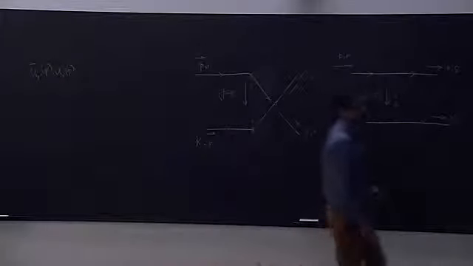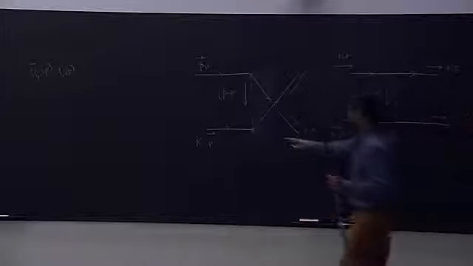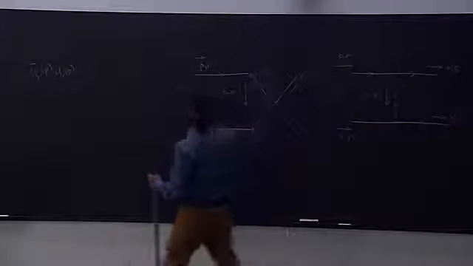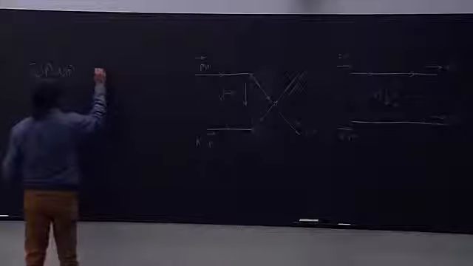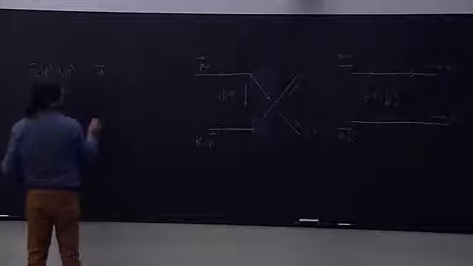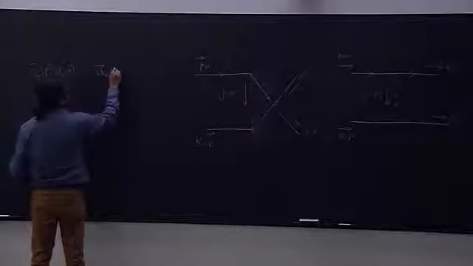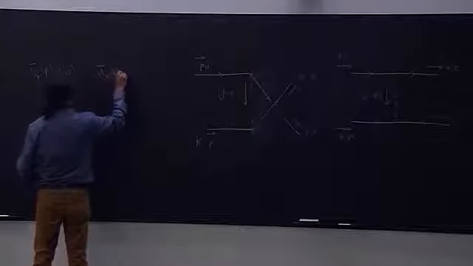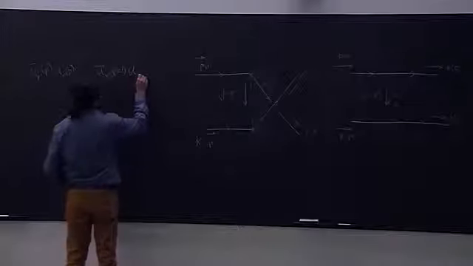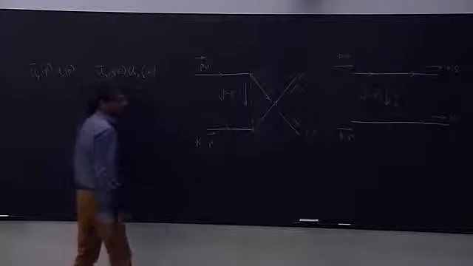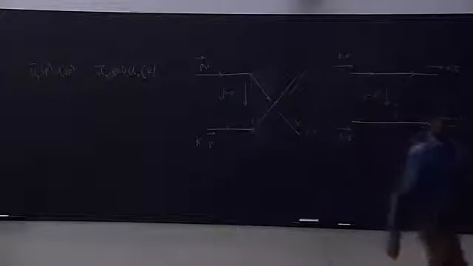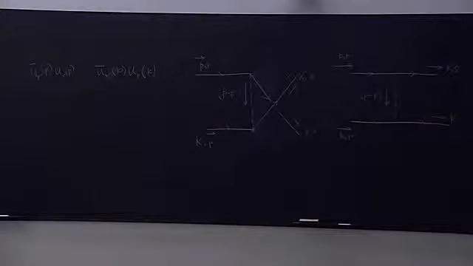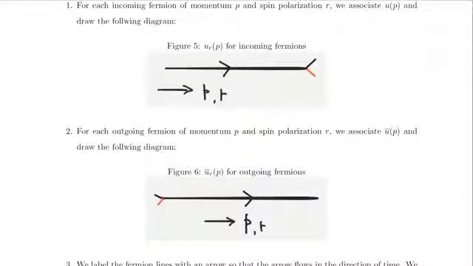So let's see what happens for this guy. So here we should have a ū(s')(k'), and then here there's an incoming fermion, so there should be u(r)(k). Do you guys agree? Okay, good. What else do we need?